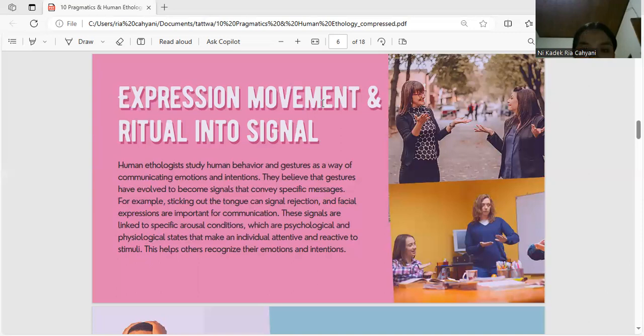An arousal condition is defined as a physiological and psychological state of humans and animals in which an individual is attentive and reactive to present stimuli, and in such a way that others can usually recognize her or his emotional reaction to the stimuli and her or his intention for future action.